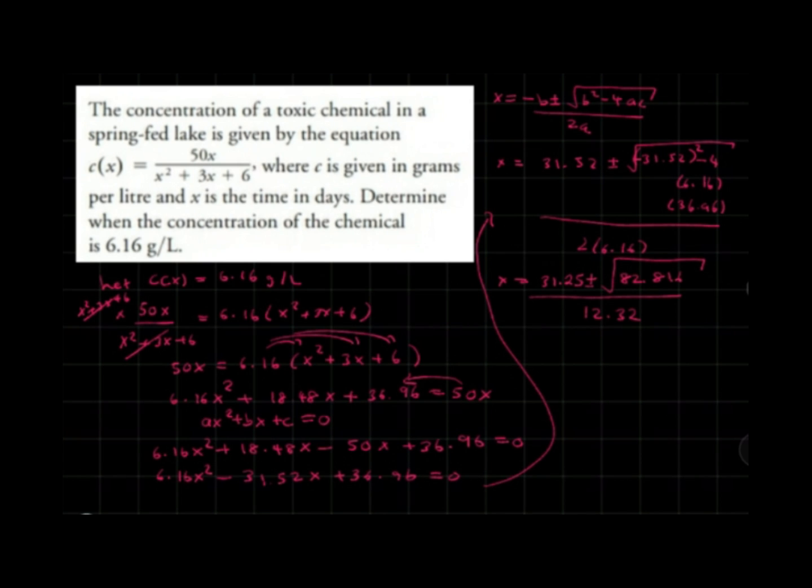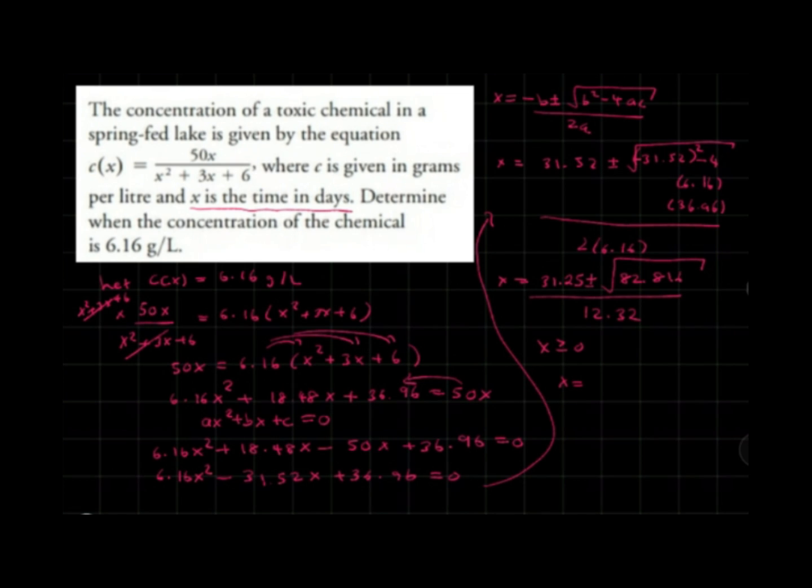Okay. Now, x is time in days, so we know that x has to be greater than or equal to 0. We can't have a negative number of days, that makes no sense. So let's figure out what these two values are. I'm just going to round my answers to 2 decimal places, guys. It depends on what your teacher wants you to do, but because the question has 2 decimal places, it makes sense for me to round to 2 decimal places.